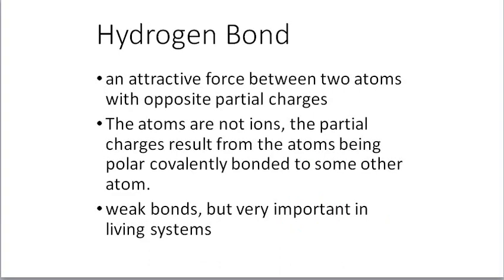Hydrogen bonds are our third type of chemical bond. The name is somewhat misleading. Hydrogen is often involved, but that's not a requirement. First, there must be two atoms with partial opposite charges. These are the result of polar covalent bonds with other atoms. The hydrogen bond, then, is the attractive force present between these partially opposite charged atoms.